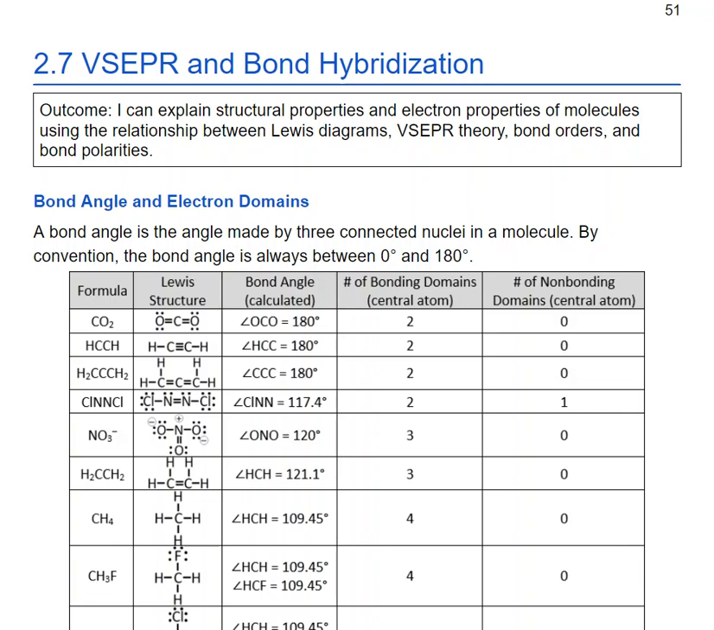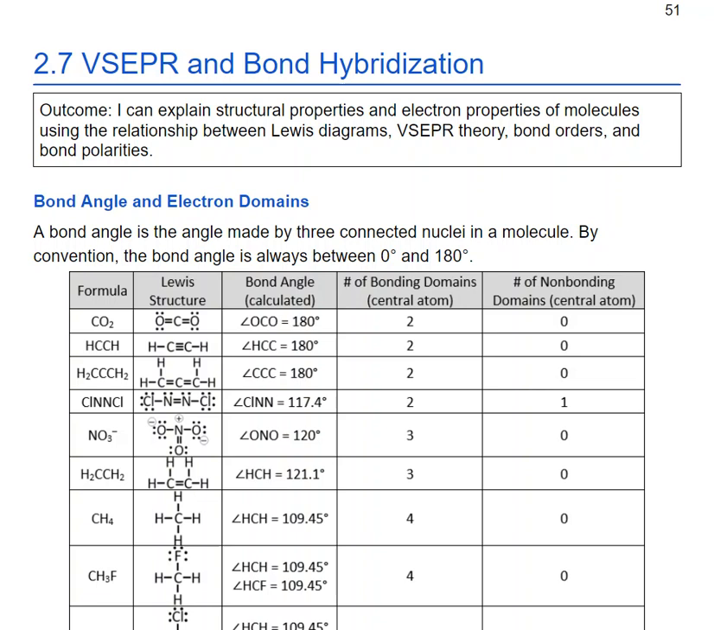This is 2.7 VSEPR and bond hybridization. Our outcome is I can explain structural properties and electron properties of molecules using the relationship between Lewis diagrams, VSEPR theory, bond order, and bond polarity.